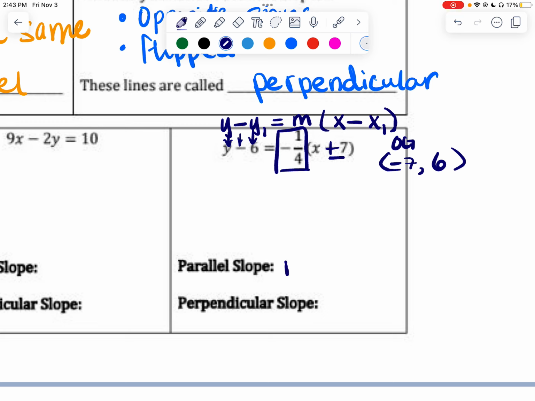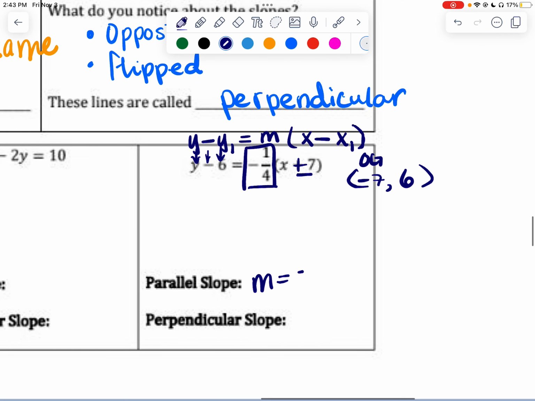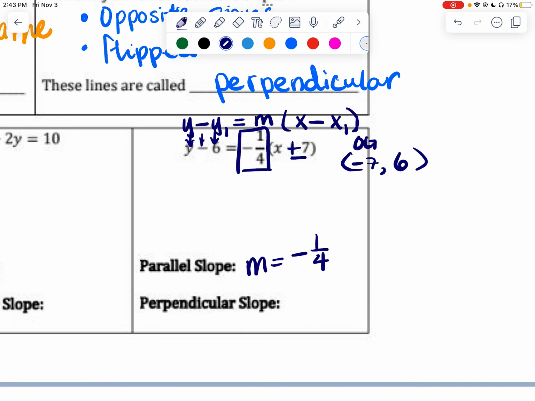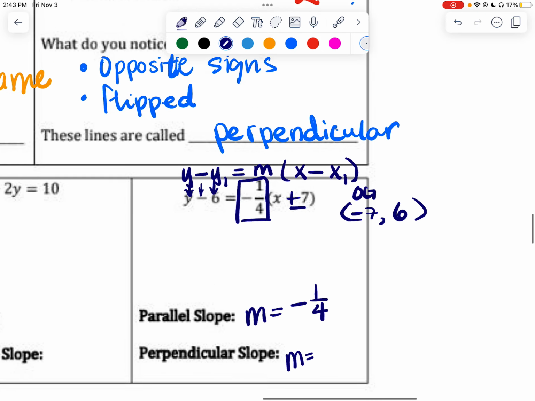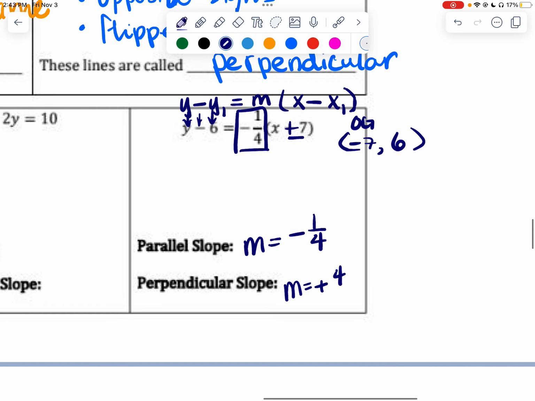My actual parallel slope, if it's the same, it's going to be -1/4. And for my perpendicular slope, I'm looking for opposite signs and flipped. So opposite's going to be plus. If I flip this, it's 4/1.